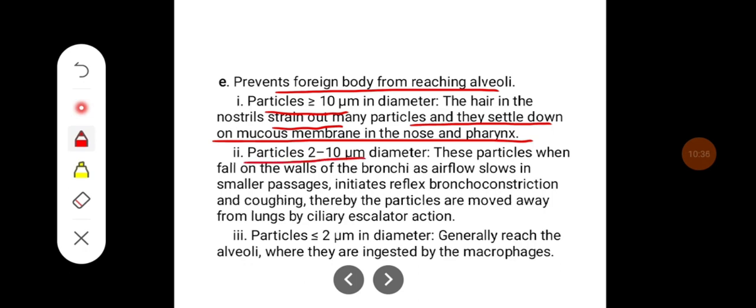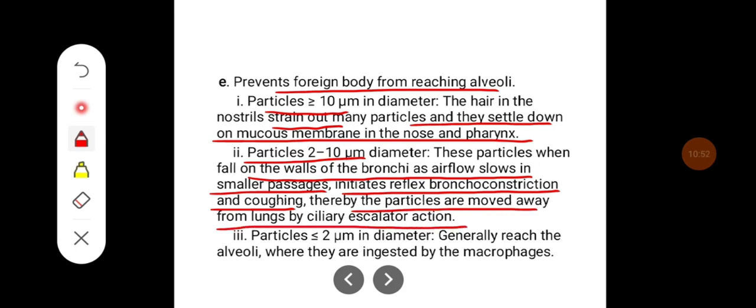Particles between 2 to 10 micrometers fall on the walls of the bronchi as air flow slows in smaller passages, initiating reflex bronchoconstriction and coughing. Thereby, particles are removed away from the lungs by ciliary escalatory action. If the particles are less than 2 microns, generally they reach the alveoli where they are ingested by the macrophages.